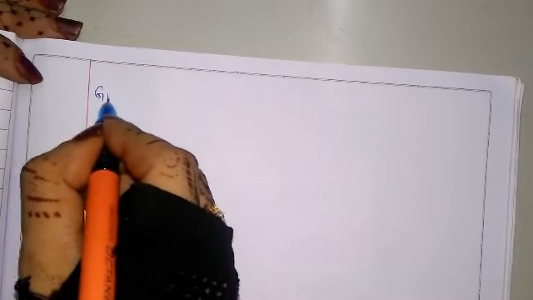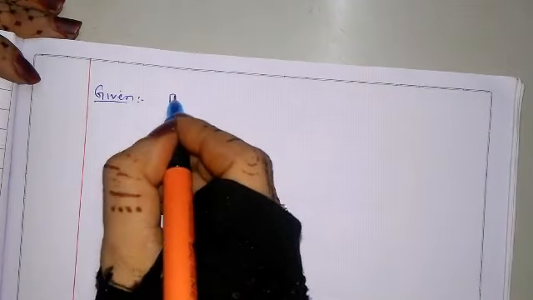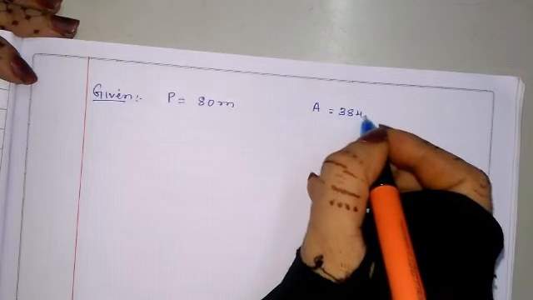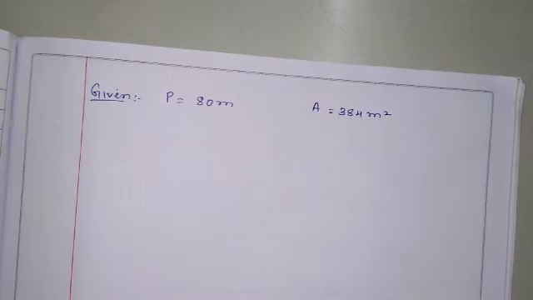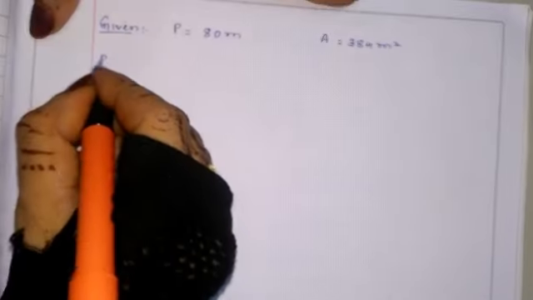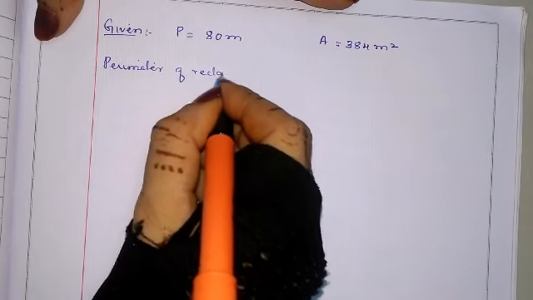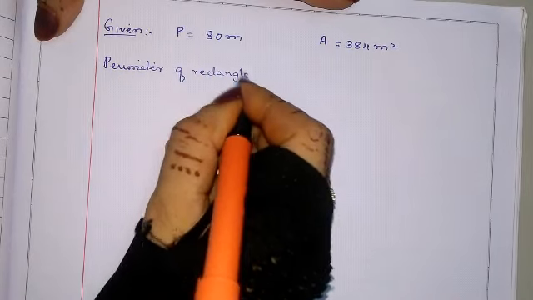Okay, it is given that the perimeter is equal to 80 meters and the area is equal to 384 square meters of the rectangular playground. We know that the perimeter of a rectangle is nothing but 2(L plus B). The perimeter is given as 80, so 80 is equal to 2(L plus B).